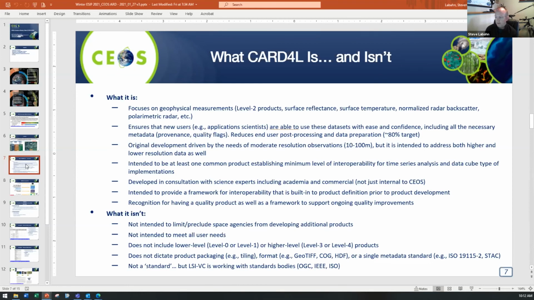Just to highlight what it isn't, it's not intended at all to limit or preclude space agencies from generating any other products they wish to choose. It's just one product, a common product. It's not intended to meet all user needs. We know that. It's not intended right now to include even lower level, like level 0, level 1 data, or even higher level 3 or 4 products. It doesn't dictate product packaging such as tiling, or a format like GeoTIFF or COGs or HDF, NetCDF.